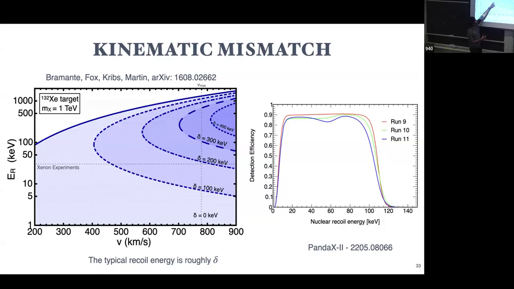So such a mismatch exists. It was pointed out in 2016, and this is the best PandaX could do after knowing this fact. They extended it from 40 keV to roughly 110 keV in their acceptance, to do the best they could possibly do in the traditional way of doing direct detection.